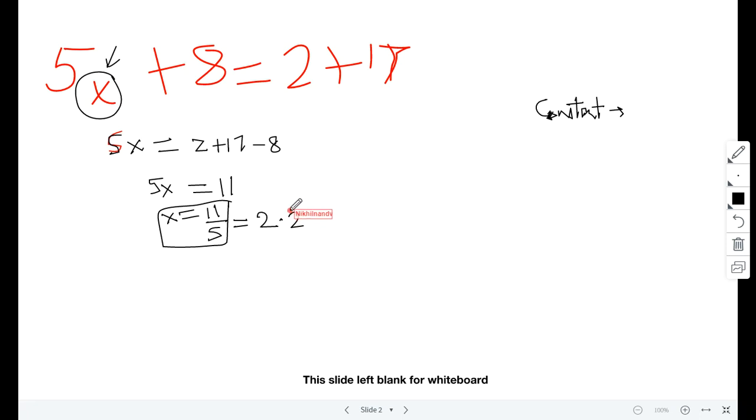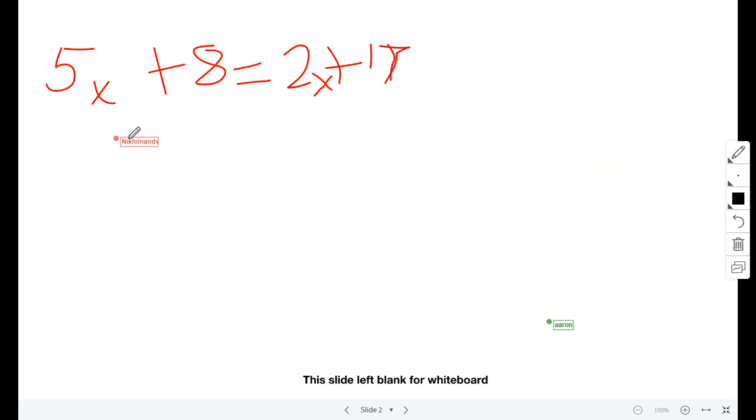I'm just seeing if there's anything I missed. That's why we don't do those type of questions. It's 2x. There was something wrong. Okay then, it's okay. The concept remains the same. Take the variable on one side and take the constant on the other side. 17 minus 8. Sorry, it's not 18. It's 8.